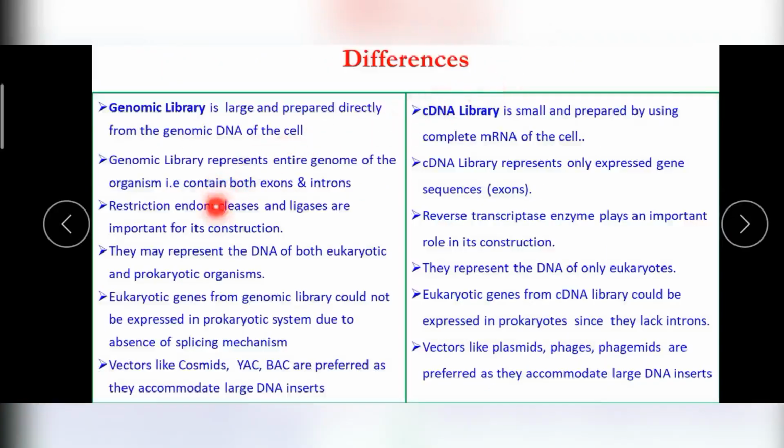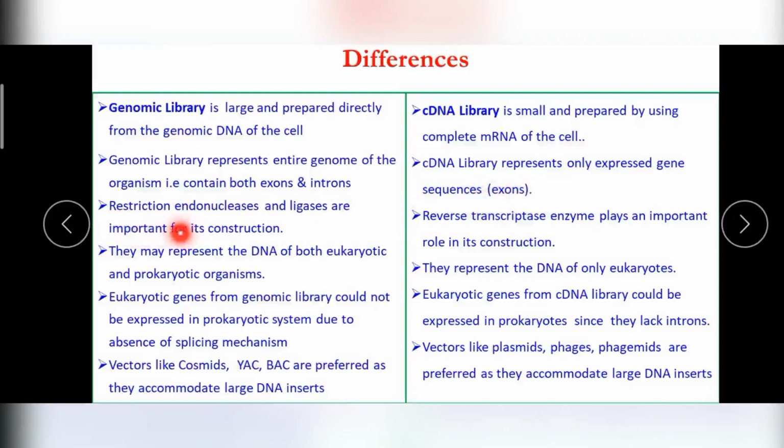Coming to the differences between a genomic and a cDNA library. The genomic library is large and you can prepare it directly from the genomic DNA of the cell, whereas the cDNA library is small because it represents only the translated region. The genomic library represents the entire genome of the organism, that is both exons and introns. The cDNA library represents only the expressed gene sequences, that is the translated regions, that is exon sequences only.